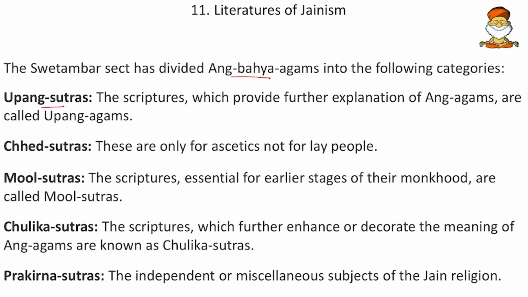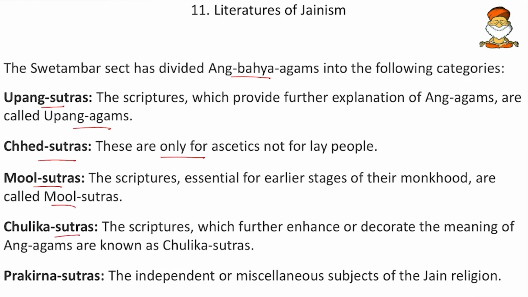That is the scriptures which provide further explanation of Anga Agams are called Upanga Sutras. So just like we have the Vedas, Upavedas and Vedangas, so likewise here also there are categorizations. And then Ched Sutras. So these are only for ascetics and not for the lay people. And then Mula Sutras, the scriptures essential for the earlier stages of their monkhood. So ascetics, they use it as the very basic book in their very early stages.